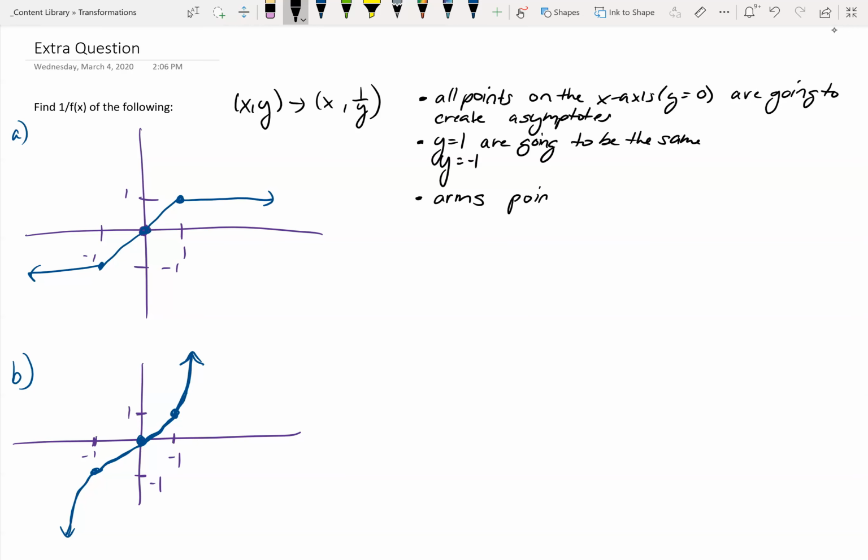Arms pointing towards infinity. If I take the reciprocal of that, I do 1 over a really large number, it's going to become really small. So arms pointing towards infinity are now going to point towards our x-axis, or approach it. Again, this is because if I reciprocate a really large number, I'm going to get a really small number, so small that it'll be closer and closer and closer to 0.